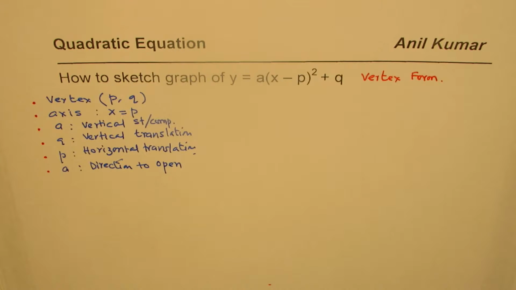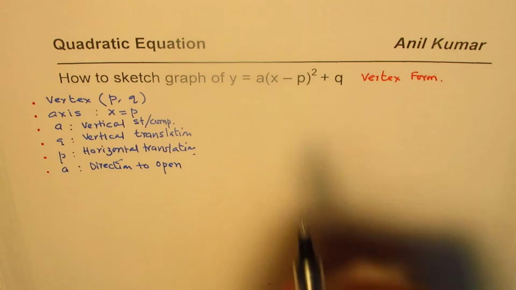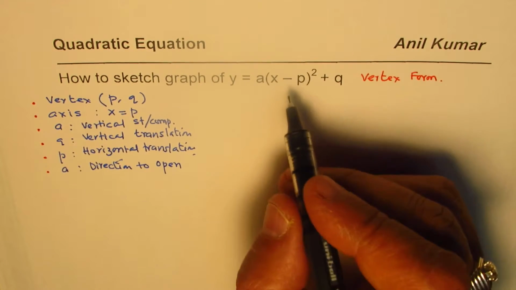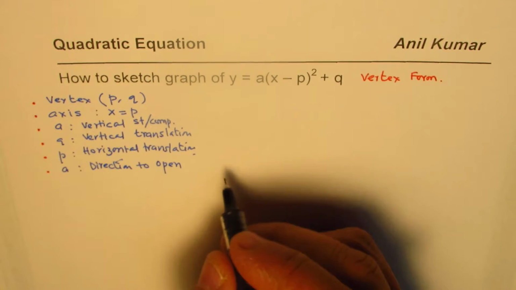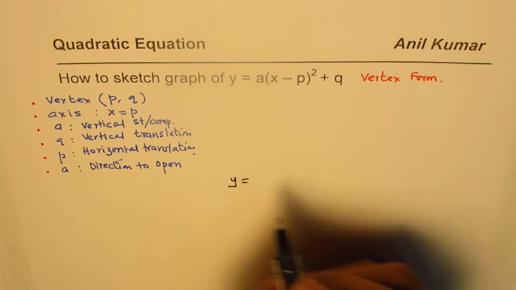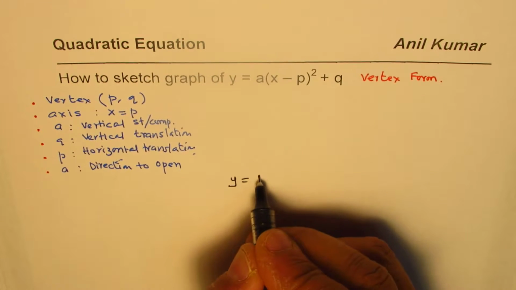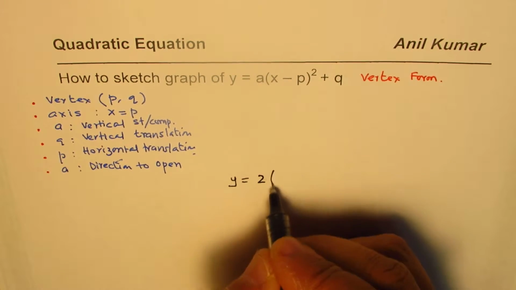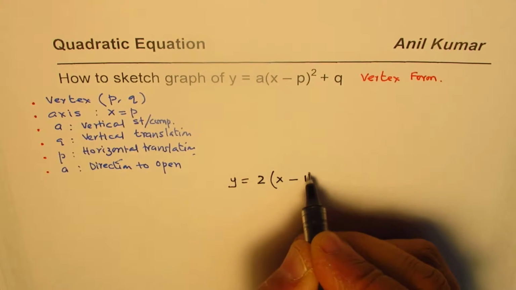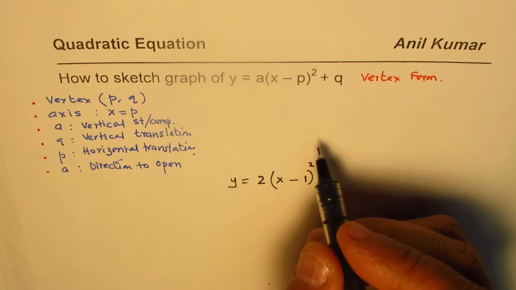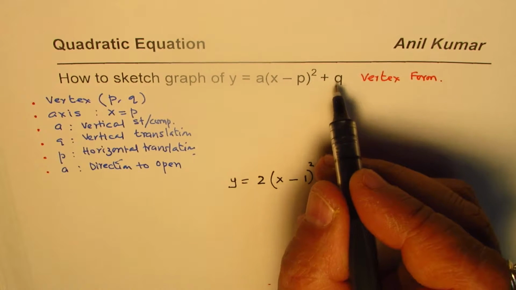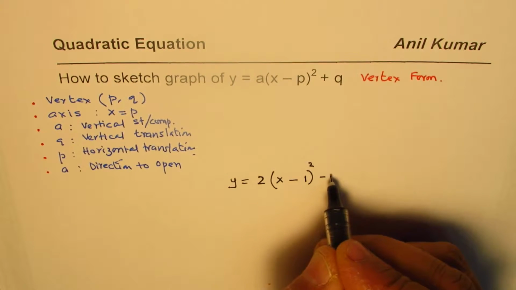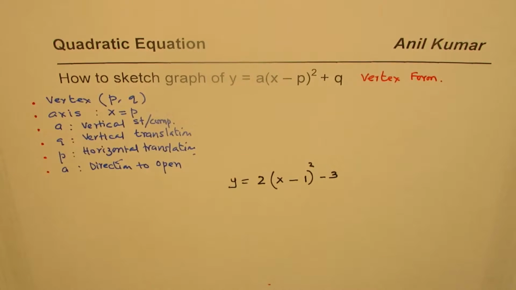So let me take a couple of equations and then we will see how to sketch them. To start with, let me write down, let us say y equals 2, that's a vertical stretch, times (x minus 1) whole squared, and we are opening upwards. I'll take q downwards, let's say minus 3. Let this be my equation.